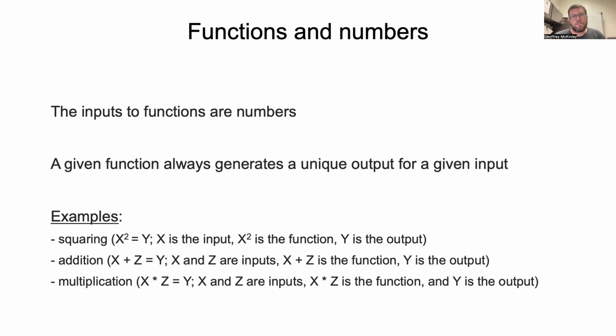So examples of this are squaring. So x squared equals y. In this case, x is the input, x squared is the function, and y is the output. You could also do addition, x plus z equals y. X and z would be the inputs, x plus z is the function, and y is the output. And then with multiplication, x times z equals y. X and z are the inputs, x times z is the function, and y is the output. So that's what a function is, okay?